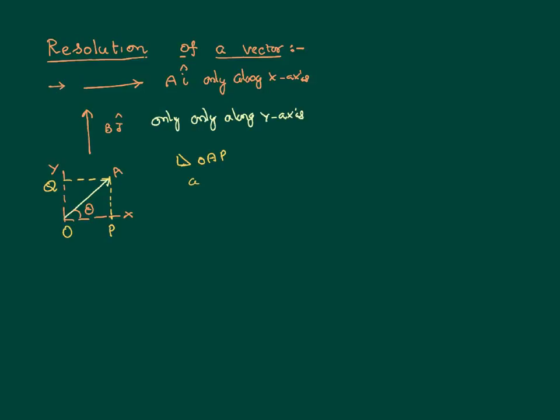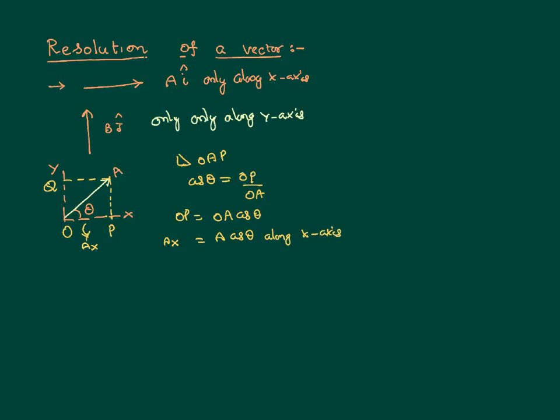Say for example, if I write cos theta, we know it is adjacent side by hypotenuse, OP by OA. OP is nothing but OA cos theta. OA is nothing but the vector A, so A cos theta. OP is nothing but the component of the vector along the x axis. It is shown as AX. So it's very clear that it is along the x axis.